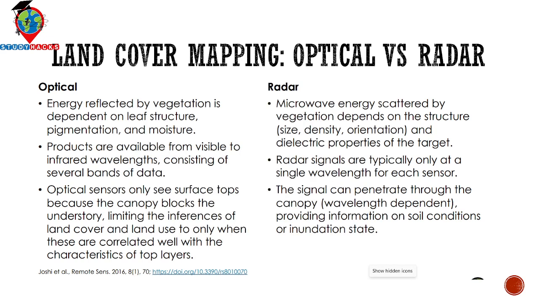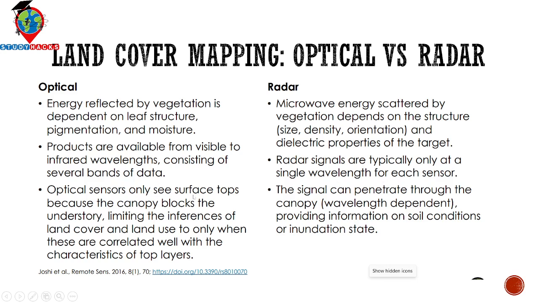So basically, in the optical, the energy reflected by the vegetation depends on the leaf structure, pigmentation, and moisture. On the other hand, microwave energy is scattered by the vegetation depending on the structure, size, density, or orientation, and the dielectric properties of the target. Optical products are available from visible to infrared wavelengths and consist of several bands of data, but radar signals are typically only at a single wavelength for each sensor.